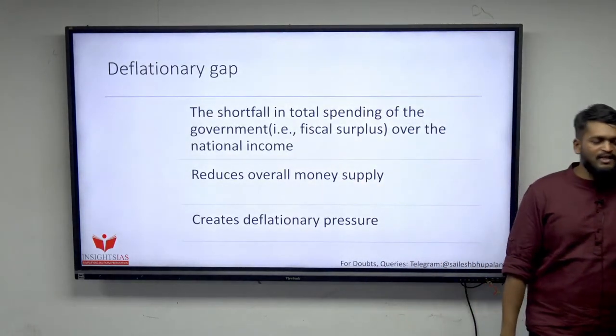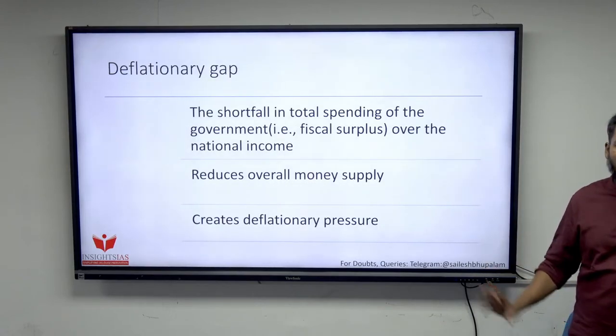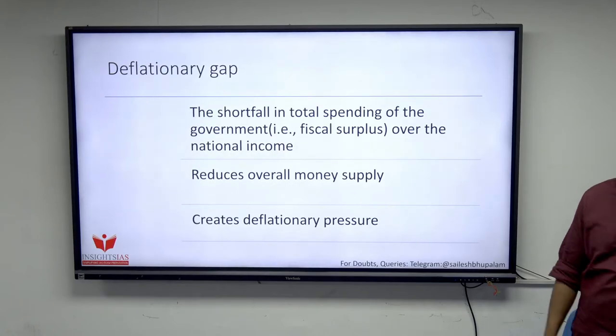Deflationary gap, by now you can expect, is very simple. Deflationary gap means the exact opposite of this. As of now, inflation is too high, maybe 8%, 9%. RBI is trying but is unable to control it. So what the government can do is increase taxes so that we take out more money, and reduce expenditure so that more money will not go to people.